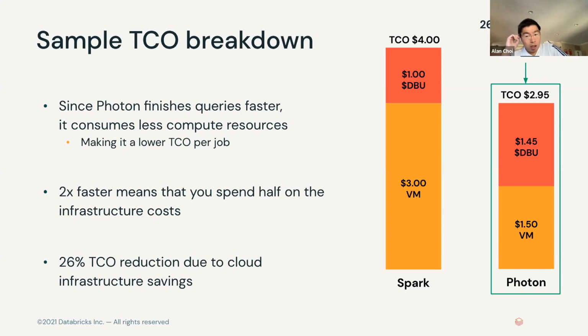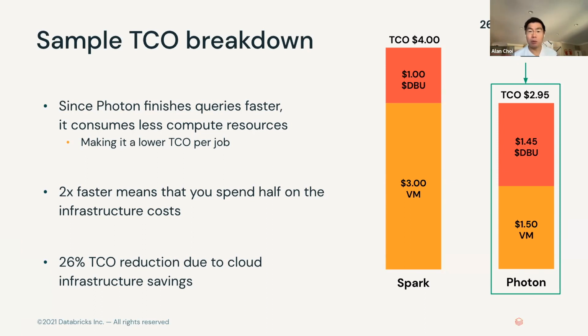Now, what we want to tell you, the message is that TCO goes down with Photon. But how does it go down? If you look at the base price, Photon with a multiplier means each unit is going to cost higher in terms of DPU. So you might be surprised: the higher the price, how come it's going to save you money? The magic is that you're going to have a much shorter running time.